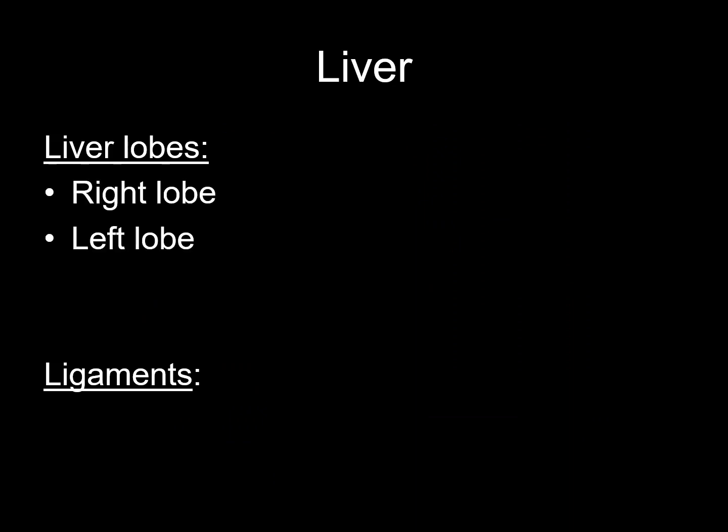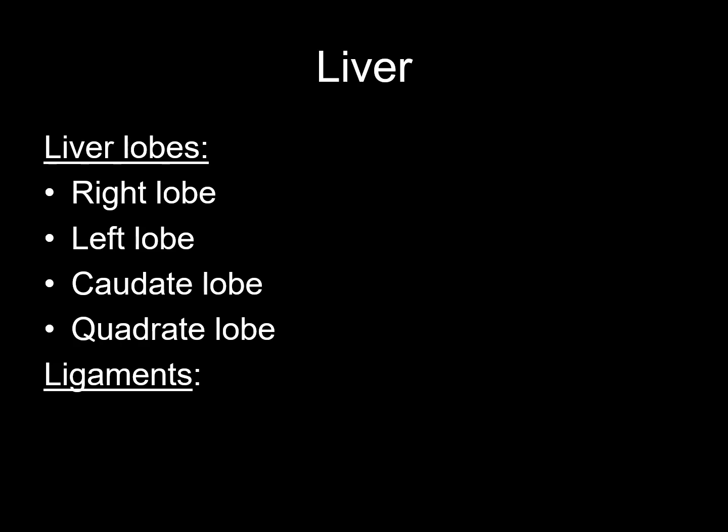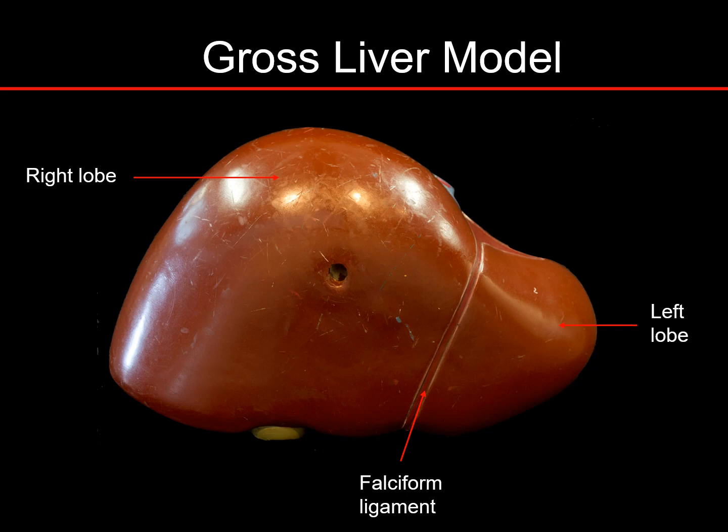Now, when we talk about the liver, the liver is quite large, so we actually have 4 different lobes, the right lobe and the left lobe being the largest lobes, and then we have 2 smaller ones as well, called the caudate and the quadrate lobes. And then we do have a ligament called the falciform ligament that extends from the anterior side of the liver to the body wall. It's a remnant structure of the umbilical cord.